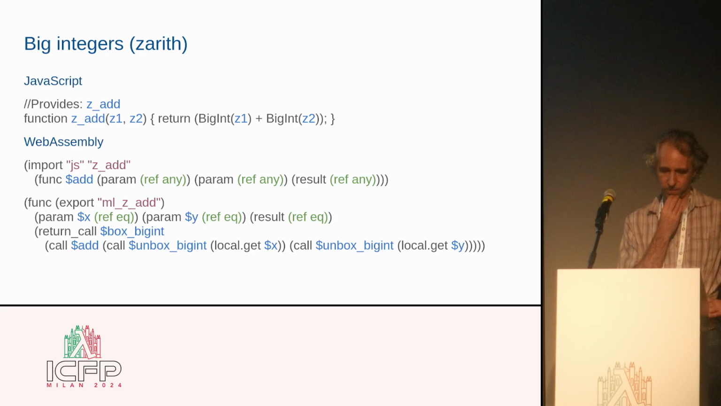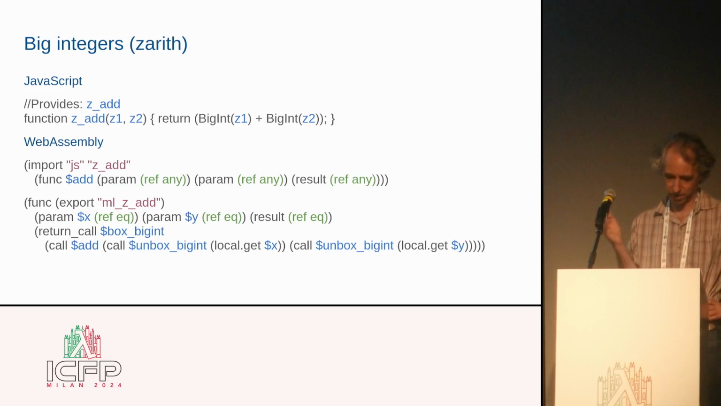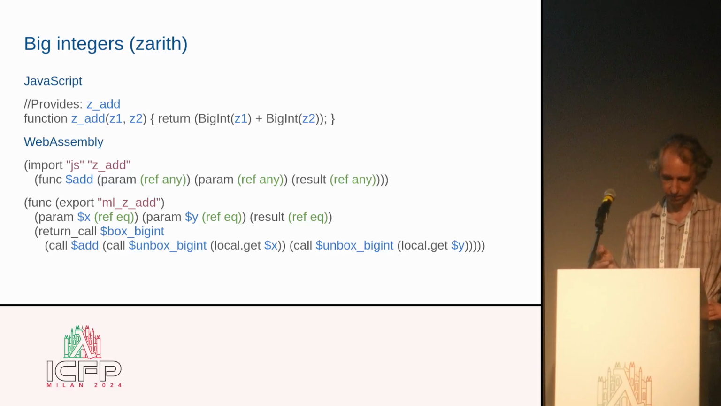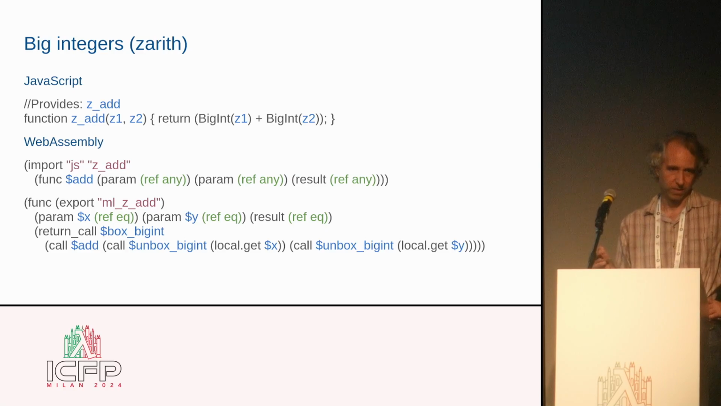And I've ported the Zarith BigInt library to WASM. And for that, I'm reusing the JavaScript BigInt. So for instance, for the addition of two BigInts, the addition is implemented first in JavaScript. Then this function is imported in WebAssembly. And we implement the actual primitive in WebAssembly.